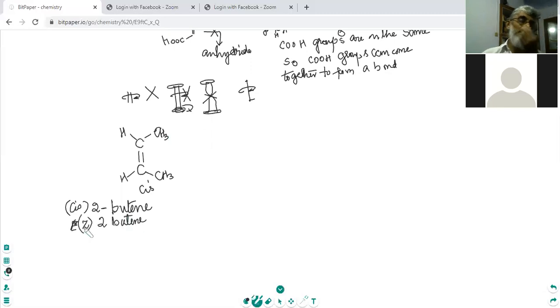How do you get the Z? Z means on the same side, E means on the opposite side. Now the geometric isomer of this compound is this one: CH3 and CH3, and H and H. You have the CH3 groups on opposite sides, so this is trans, or E-2-butene.